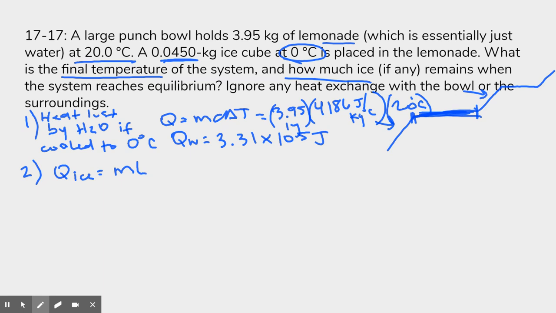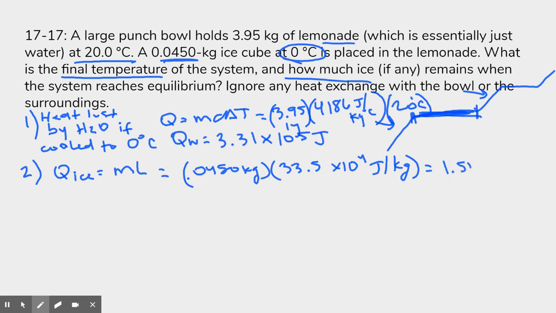So here, for the ice, it's 0.0450 kilograms. And this L value, which we can look up, is 33.5 times 10 to the fourth joules per kilogram. So the Q value for ice comes to 1.51 times 10 to the fourth joules.